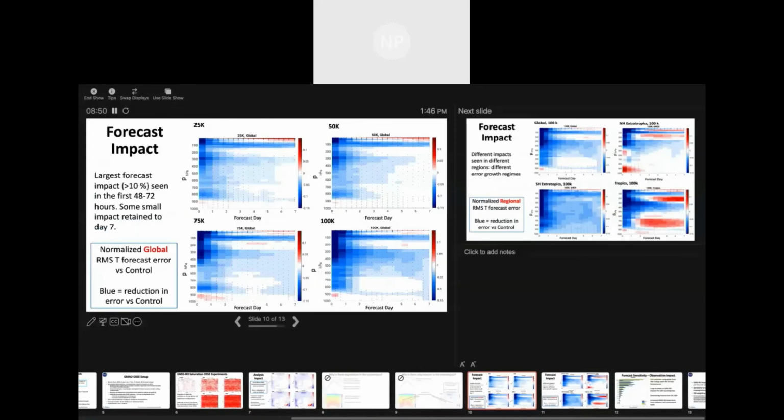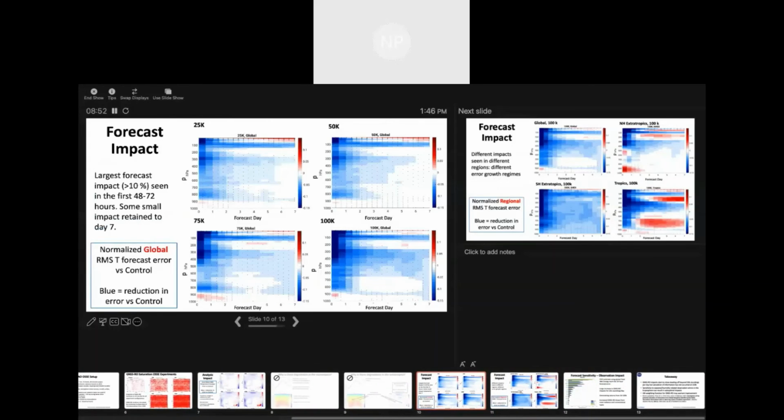So I'm also going to show the forecast impact. These plots are showing up to a 7-day forecast, so the x-axis is the forecast day. This is the normalized global root mean squared temperature forecast error versus control. The stippling indicates 90 percent significance, and this is normalized, so it's a fraction. So negative 0.1 is a 10% fractional improvement in the temperature forecast error.